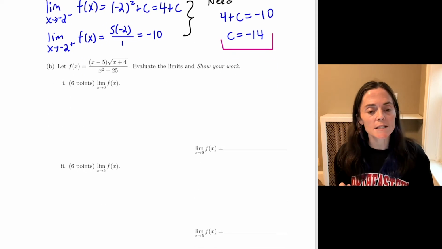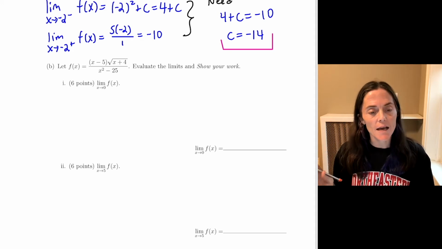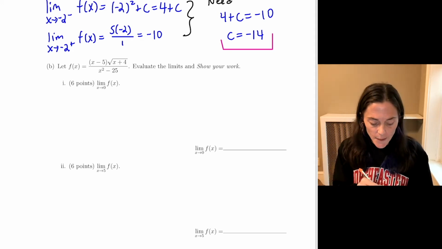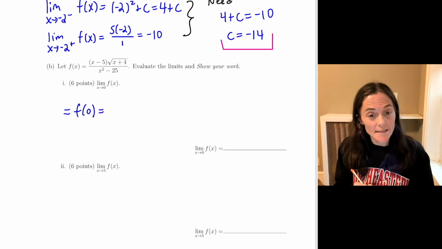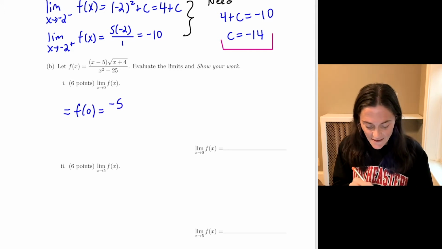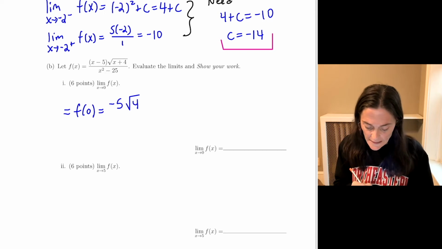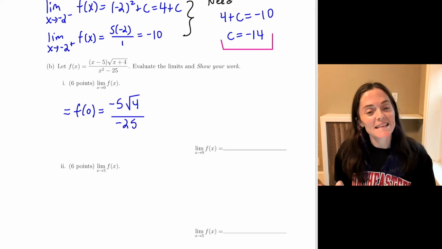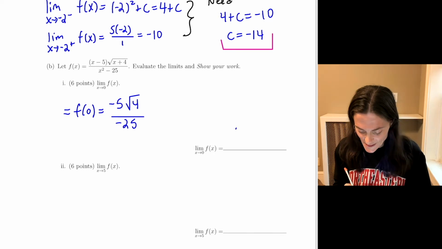Now, next question. You see, we have the same function. We want a limit at 0 and a limit at 5. Well, this function is continuous at 0, so I can just evaluate. This would be f of 0, which is -5 times the square root of 4 divided by -25. And you see, we get 1/5 times 2, so it's 2/5.